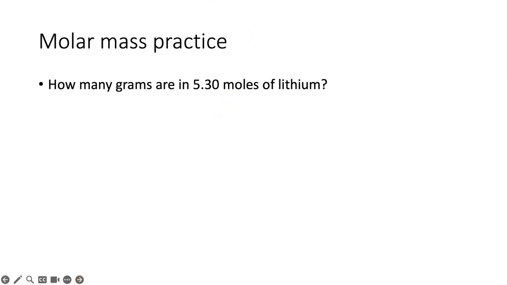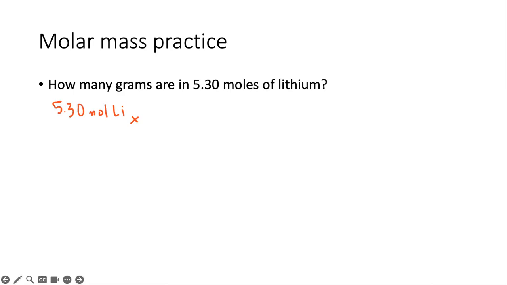So let's try the next one out. How many grams are in 5.3 moles of lithium? So we're going to do the opposite this time. We're given moles. So I have 5.30 moles of lithium. And this time, instead of dividing by the molar mass, I want to multiply by the molar mass. So in this case, I'm multiplying.